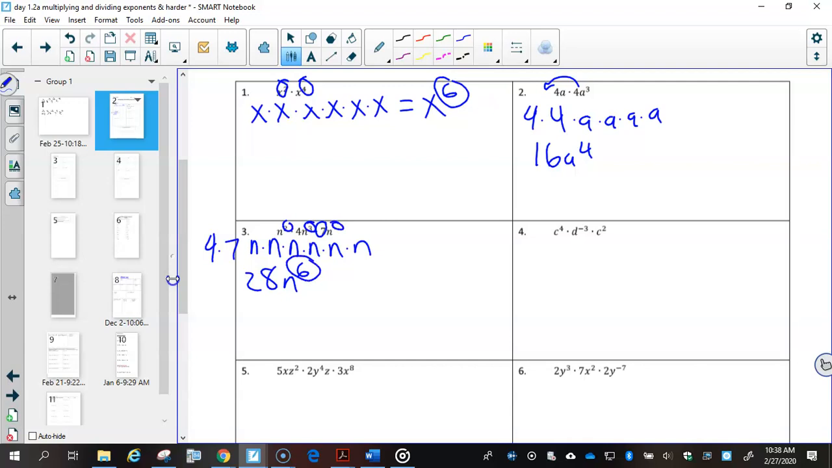So if I redid this and I said 2 plus 4, I would get 6. If I rewrote number 3 and said 4 times 7 times n to the 2 plus 3 plus, what's our exponent here? 1. Remember, I circled it, but even though it's not there, it is a 1. And if we added those together, we would get 6.